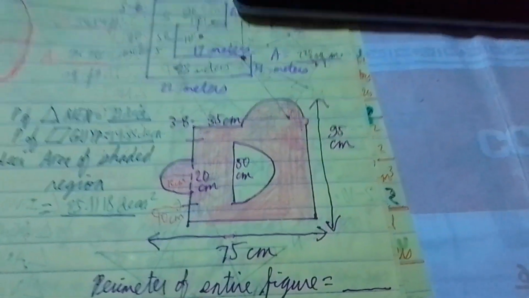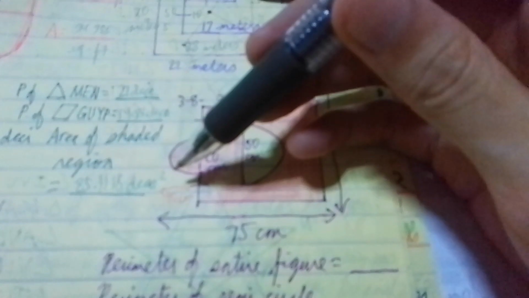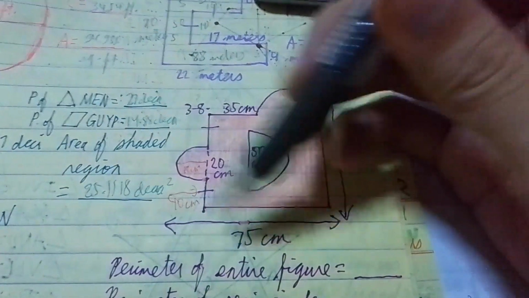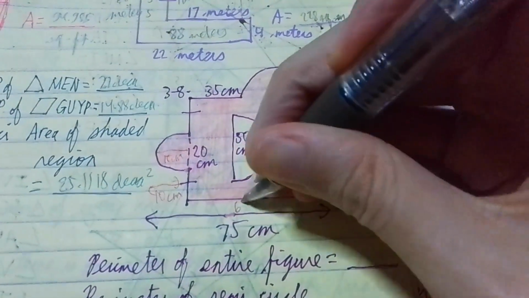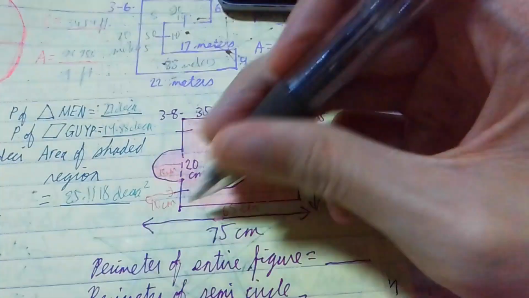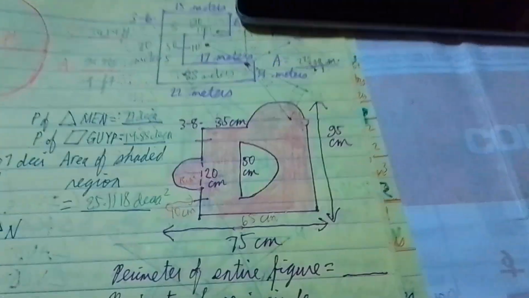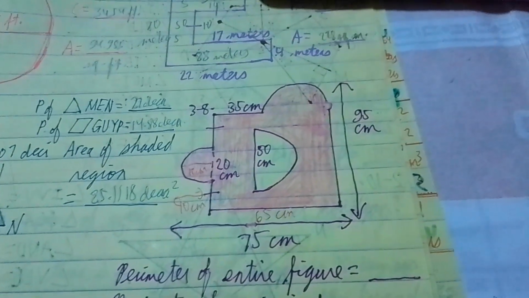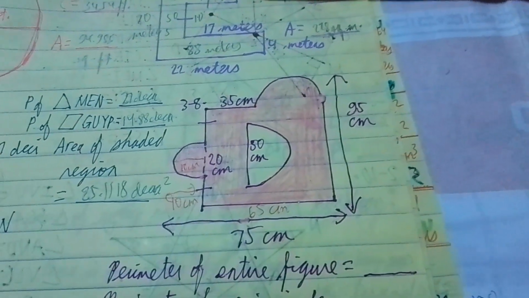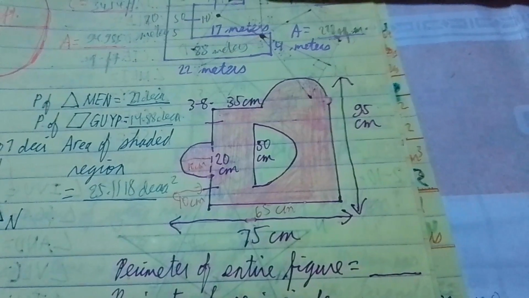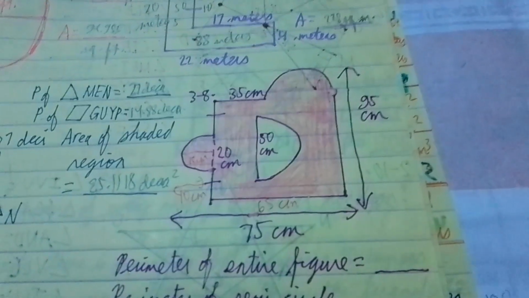Now that we have already gotten 10 centimeters, can we get now the dimension of the rectangle? Yes, we can. Look, this is 10 centimeters and this is 75 centimeters. Subtract by 10, you should get 65 centimeters here. So the length of the rectangle is 65 centimeters. But wait, we are still not yet done. Remember just what I said, the height of the rectangle is 95 centimeters.